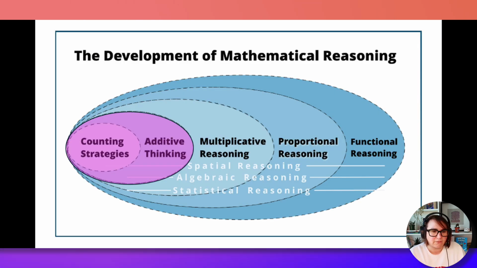The strategy really focuses on additive thinking. So when students are in counting strategies, counting by ones, this is a great strategy to help nudge them out of counting strategies to start building more strong relationships so they can really dig into additive thinking. Okay, let's start our first problem.